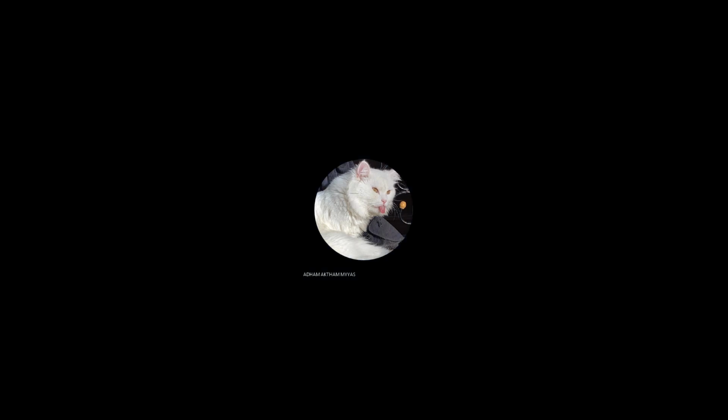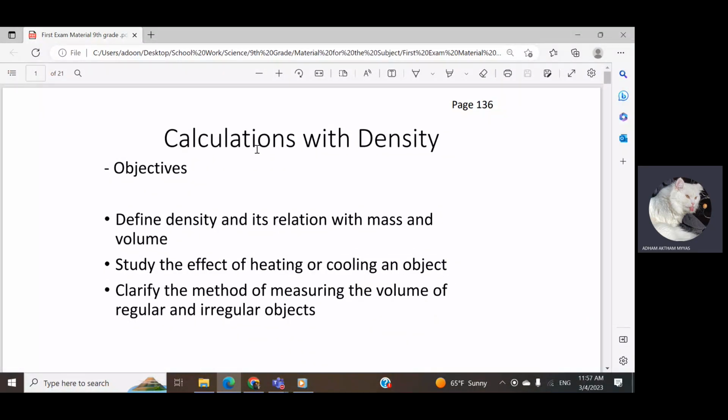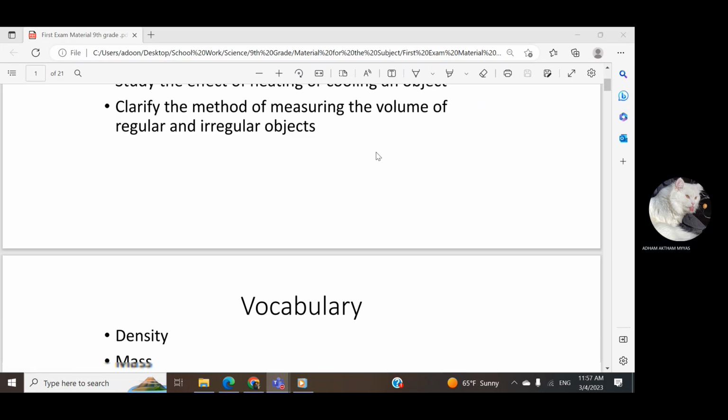Today we will talk about the first exam material. So let's start with it. The first exam material will include pages 136 and 137, in addition to page 12. So let's start. First of all, we will see the calculations with density.